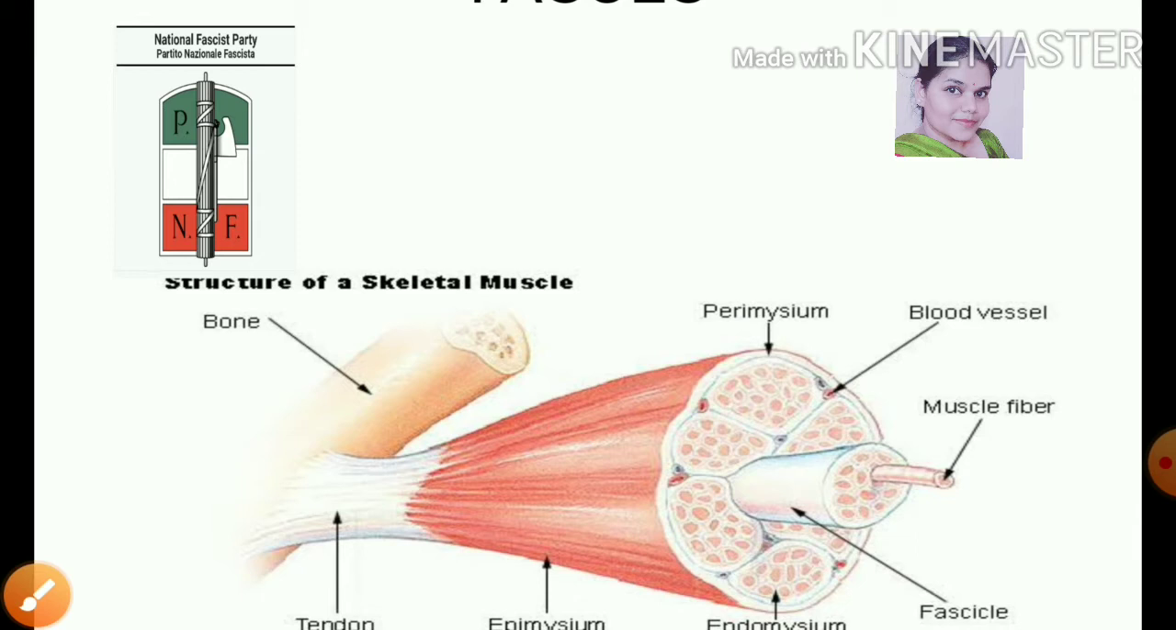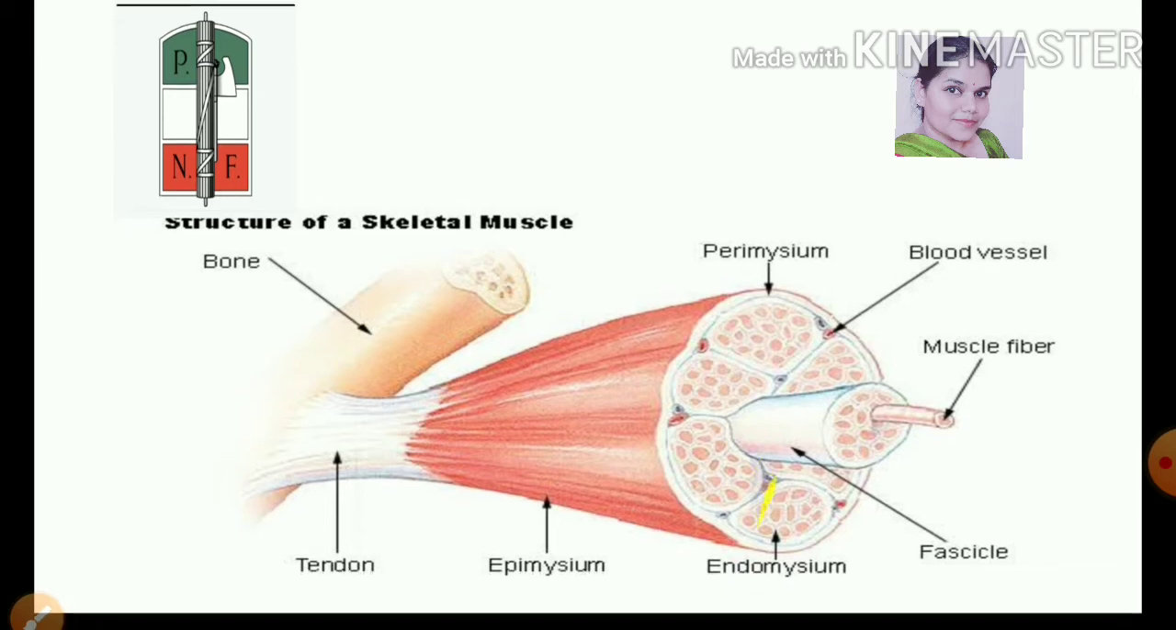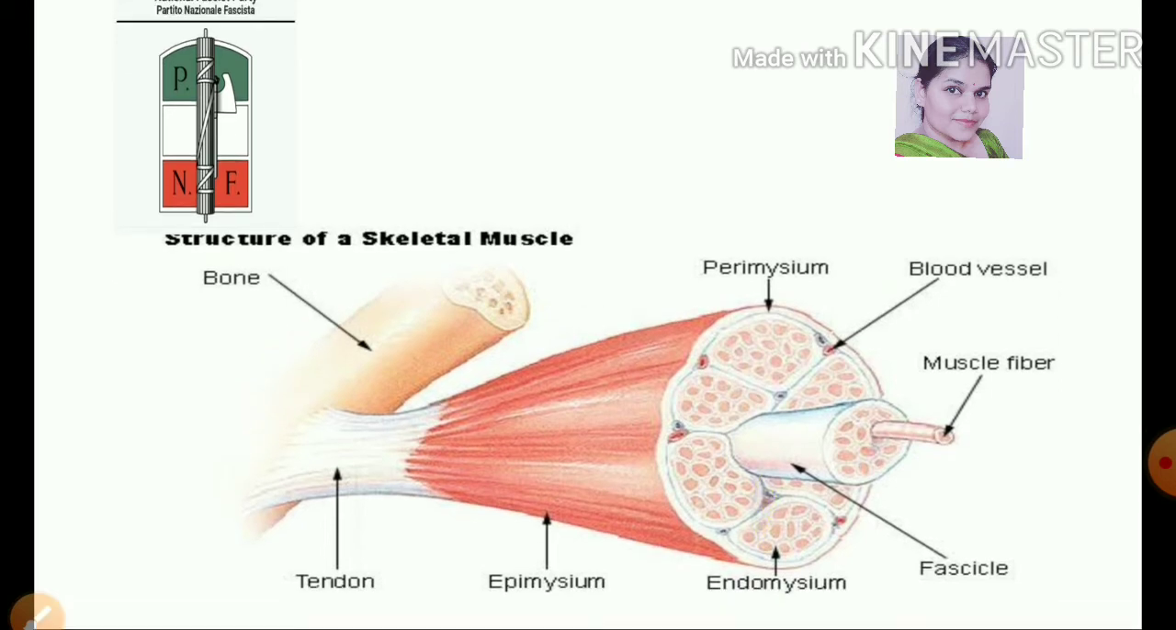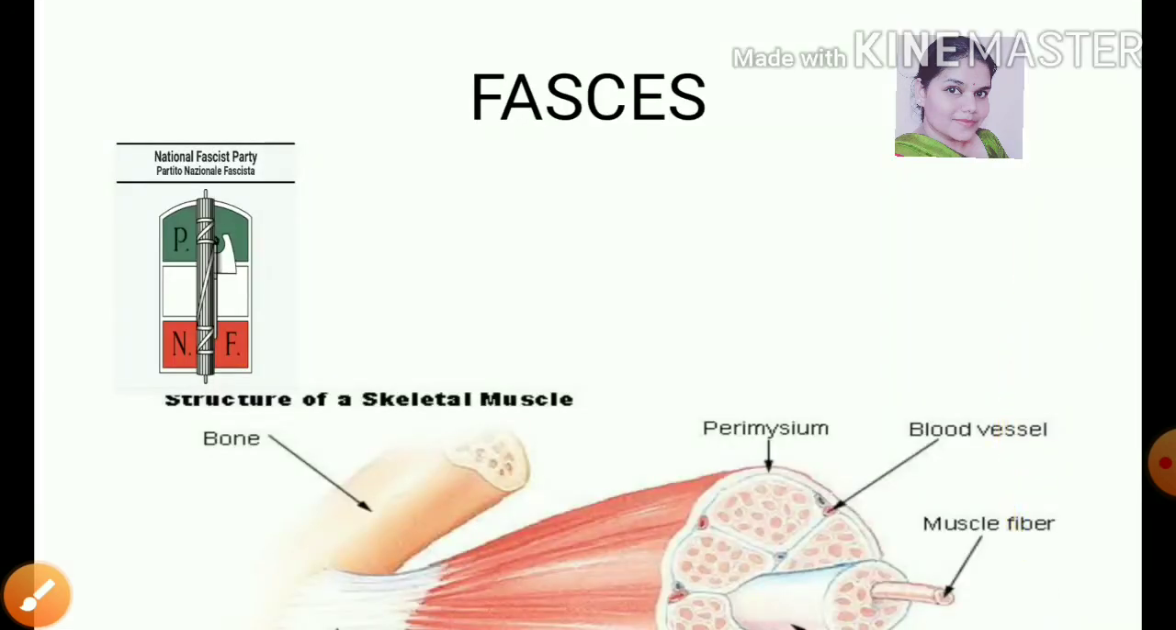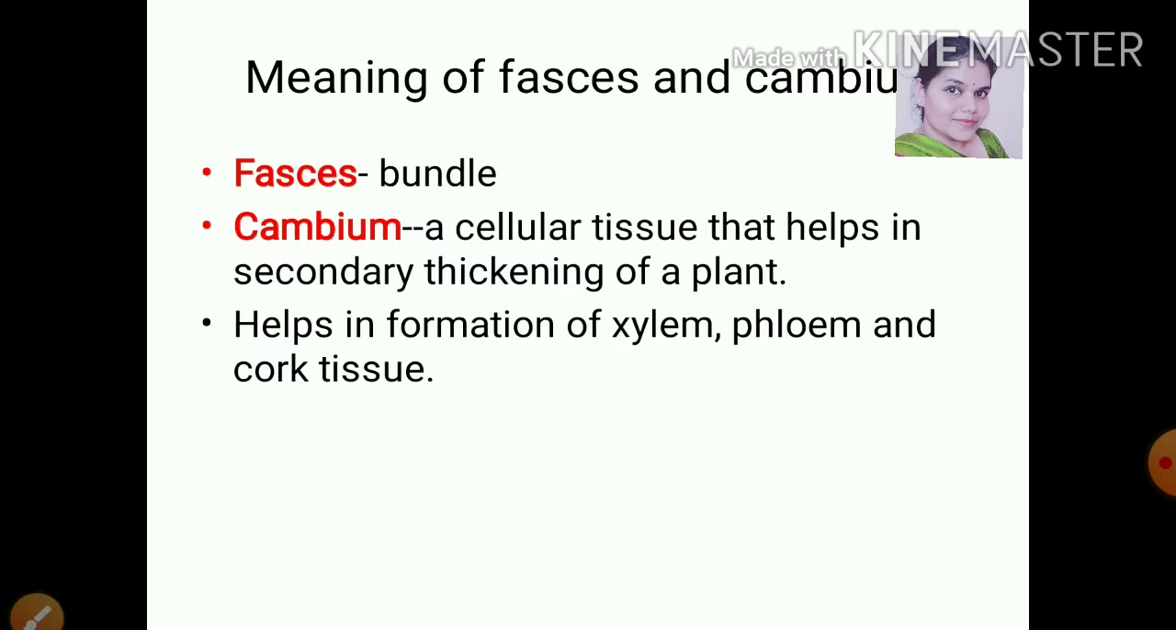Not only muscle fibers, there are nerve fibers also. So just like the animal body, in the plant body there are vascular bundles, meaning they contain xylem and phloem. Now coming back to the topic.